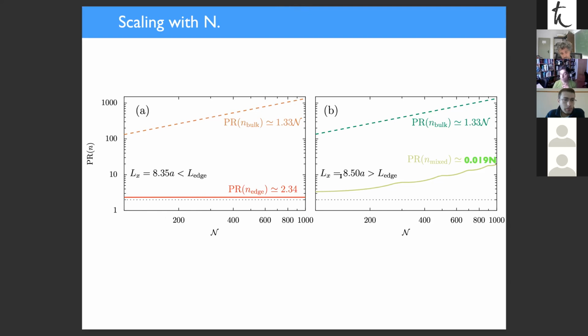While when you enter this region where the bulk edge correspondence breaks, you have this coupling, and then you have this mixed state that actually increases more or less linearly with n, with a much smaller coefficient. It's not fully extended, it's a resonance, but actually it couples to the band of extended modes, and it goes linear with n.